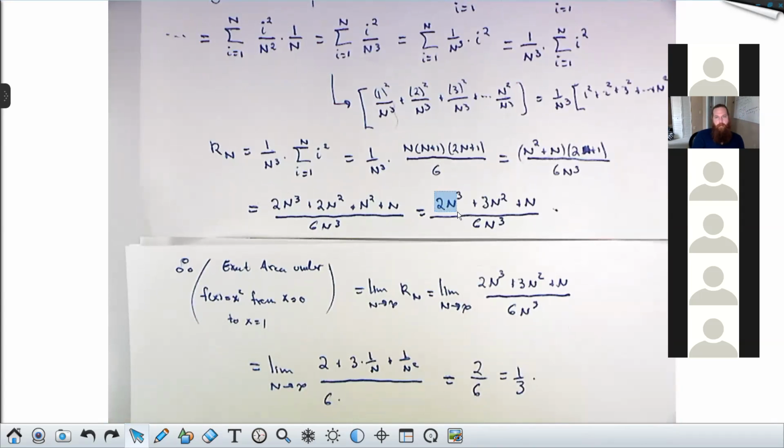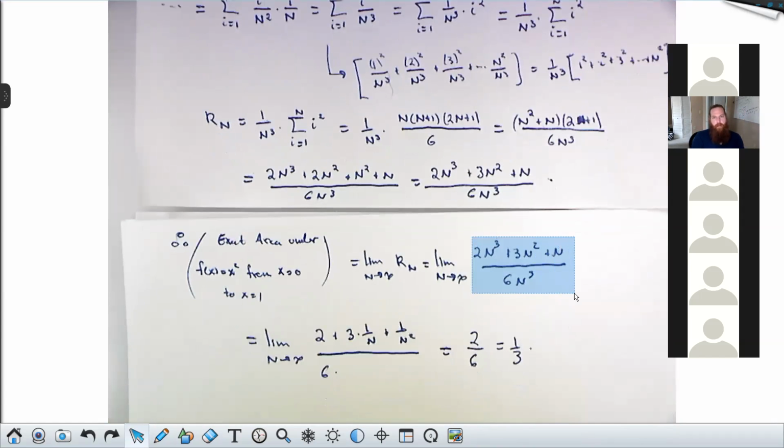A lot of people would say the degree of the top is 3, the degree of the bottom is 3, so the limit is the ratio of lead coefficients, 2 over 6, which is 1/3. If you don't remember where that comes from, you can always divide top and bottom by the largest power of n. So this piece goes to 0 because 1 over n goes to 0. This piece goes to 0 because 1 over n squared goes to 0. So the top is just 2 and the bottom is just 6. So the area underneath that parabola from 0 to 1 is exactly 1/3. And this is how we find areas. This is how we start solving the area problem.